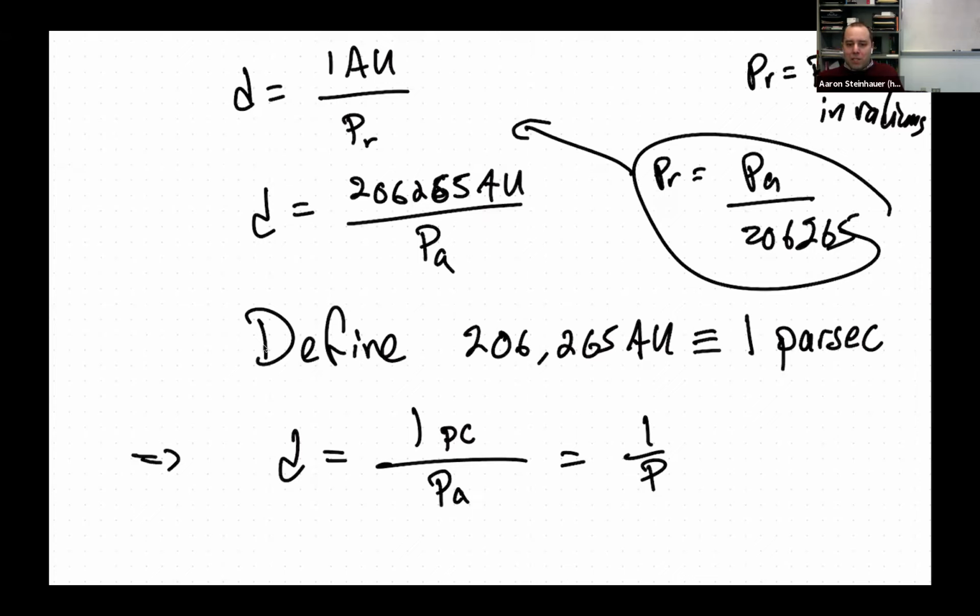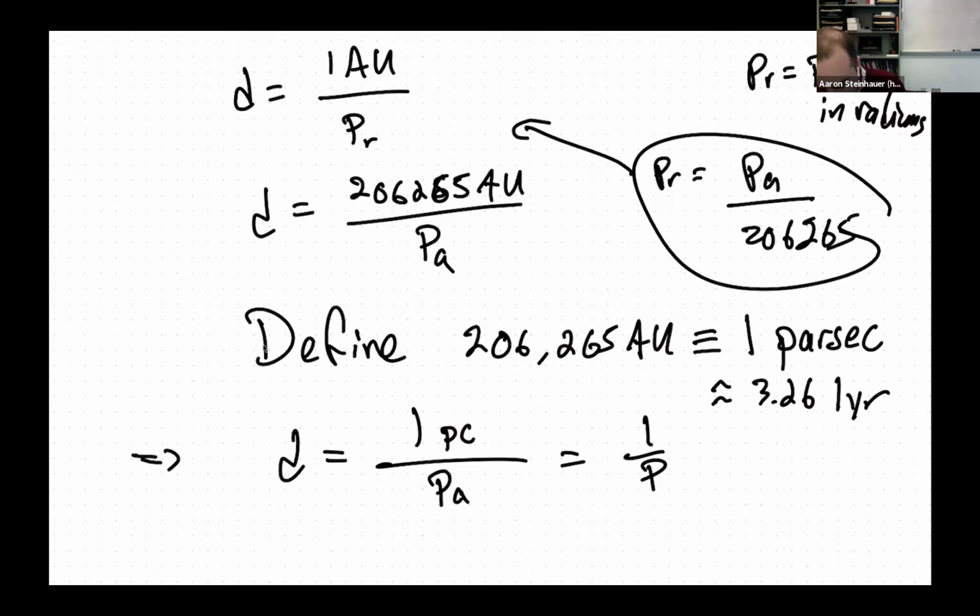Now, how big is a parsec? This is a lot of AUs, 206,265. How does it relate to some other units that you might know? 1 parsec is about 3.26 light years. So this is bigger than a light year, this particular unit of measurement. And it's a useful one for stars that are in our solar neighborhood.